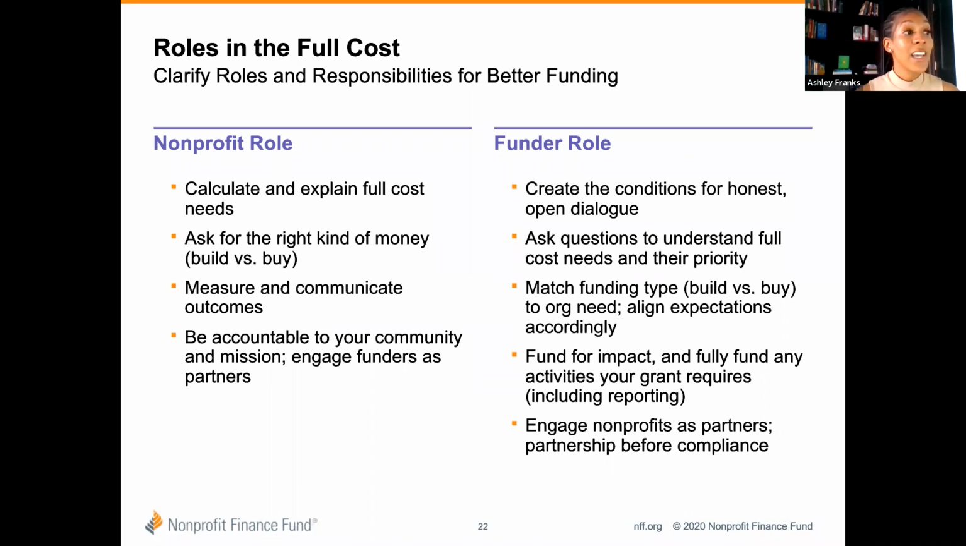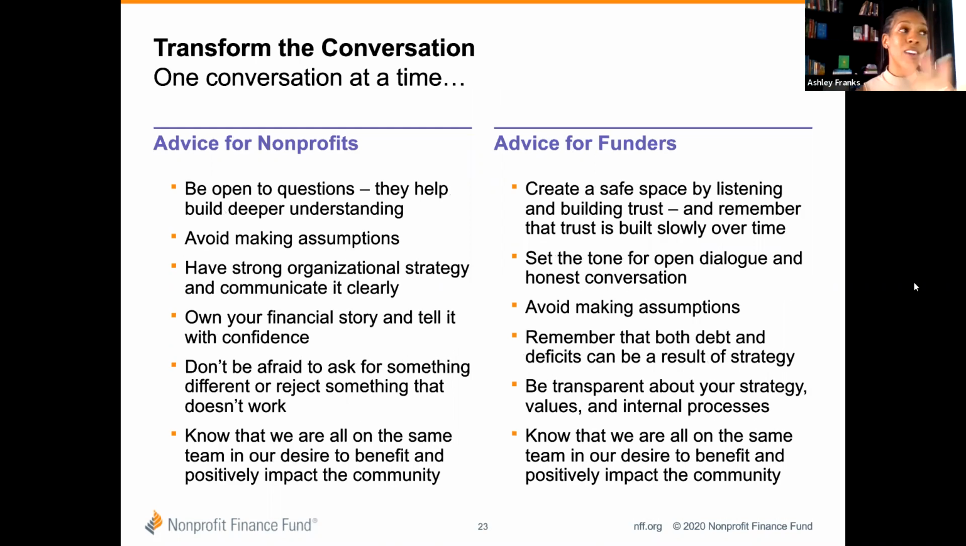And then for funders, it's important to create the conditions for open and honest dialogue, to ask questions to understand an organization's full cost and to match the funding type to the organization's needs. We are all on the same team to maximize mission impact for the communities we serve. With that, there are some takeaway slides here with advice for nonprofits and funders to transform the conversation. You can look at these on your own.